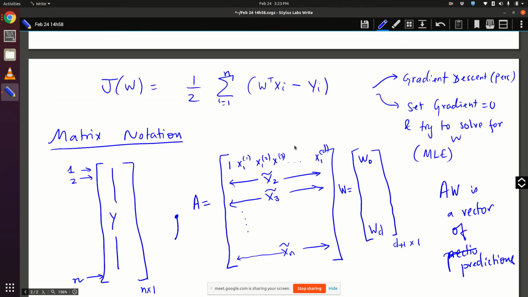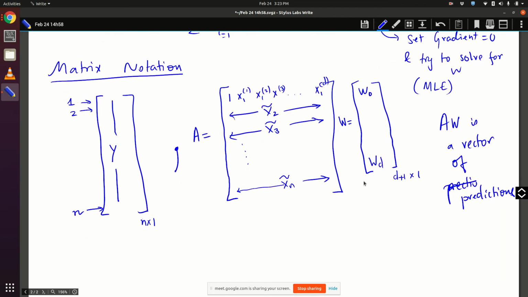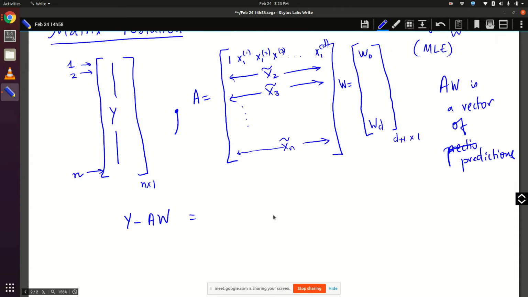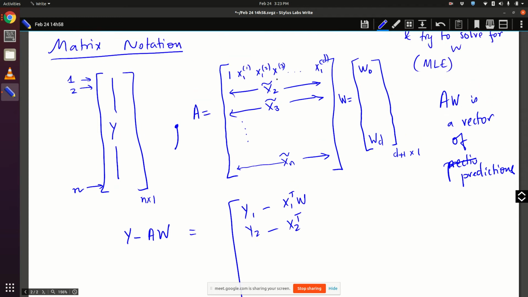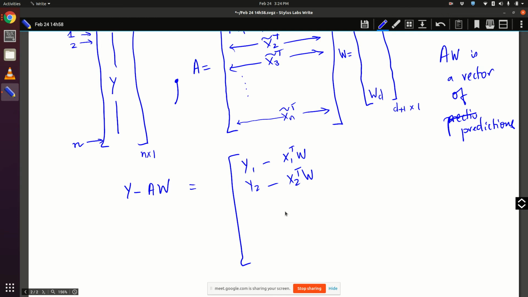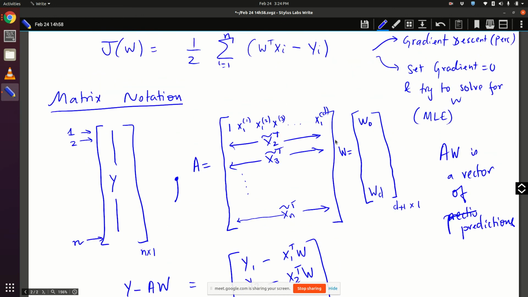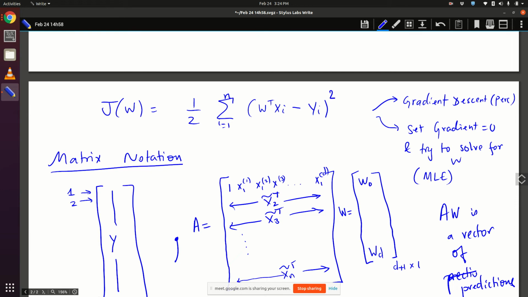So now what we have to do is change this into matrix notation. If I do A W, I will get a vector of all the points. So let me say y minus AW. If I do y minus AW, it will be y1 minus x1 transpose W, y2 minus x2 transpose W. I should write a transpose here because it is written row wise. This y minus AW is the error that you are getting at each of the data points. What I wanted is the sum of all the errors. I have forgotten to write the square. It's the square of it.